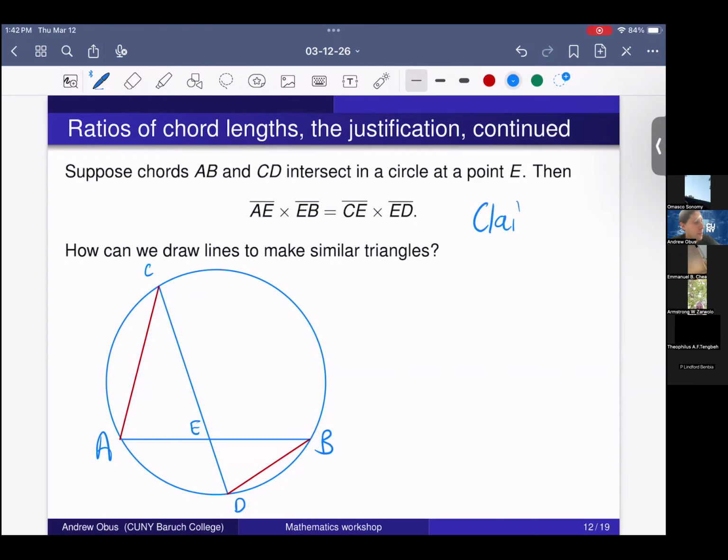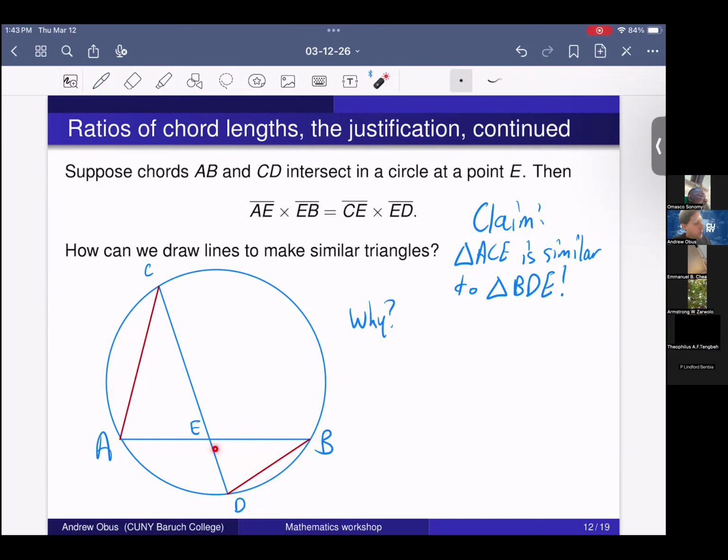My claim here is that triangle ACE is similar to triangle BDE. I claim that the angles in this triangle are the same as the angles in this triangle. Why is it true? These two angles are the same because of the famous vertical angles theorem. When you have angles formed by two intersecting lines, the angles on opposite sides are the same. We have to show three different angles are the same. Angle AEC equals angle BED by the vertical angles theorem.